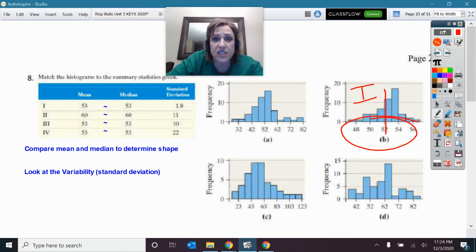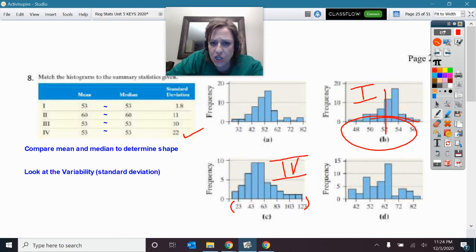All right, which one's the most spread out? Look at the spread of this data, 23 to 123. That is definitely the most spread out. So for me, I see that as being my data set 4.